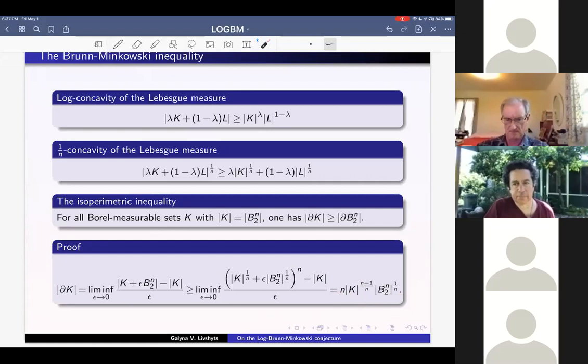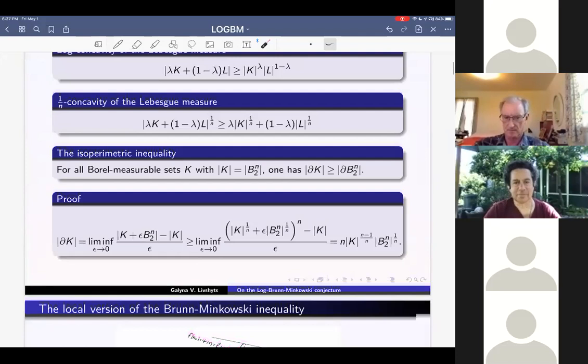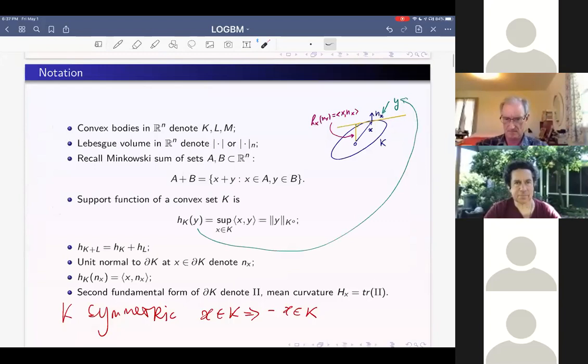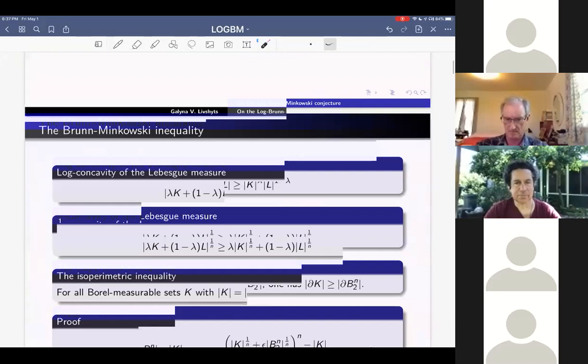Any questions about this slide? The n is a dimension, or is it an arbitrary integer? Yes, n is a dimension. I will always be working in n-dimensional space, R^n. Okay, it's Euclidean n-dimensional space. Yes, thank you. Very good. Thank you for the question. Any more questions?